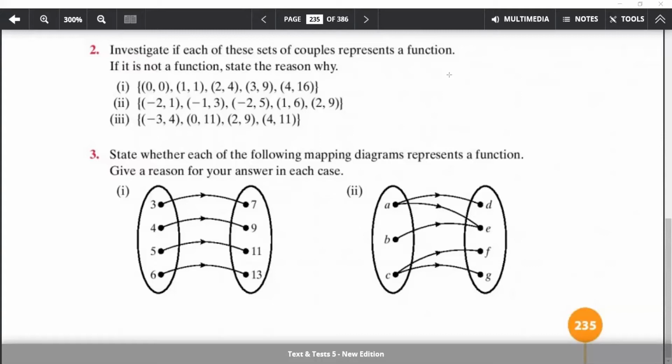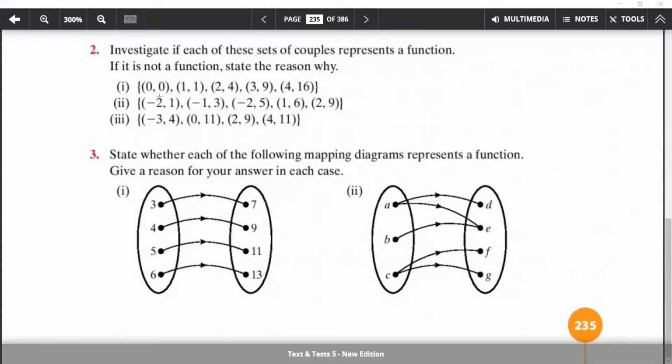Okay, so if we go to page 235, question 2 here says investigate if the following relationships form a function, and if not, why. So the first one here, 0 corresponds to 0, 1 corresponds to 1, 2 corresponds to 4, 3 corresponds to 9, 4 corresponds to 16. So our input values, or our domain, are 0, 1, 2, 3, and 4, and each of them have just one unique output value that corresponds to them. So that first one, that's a function, no problem.